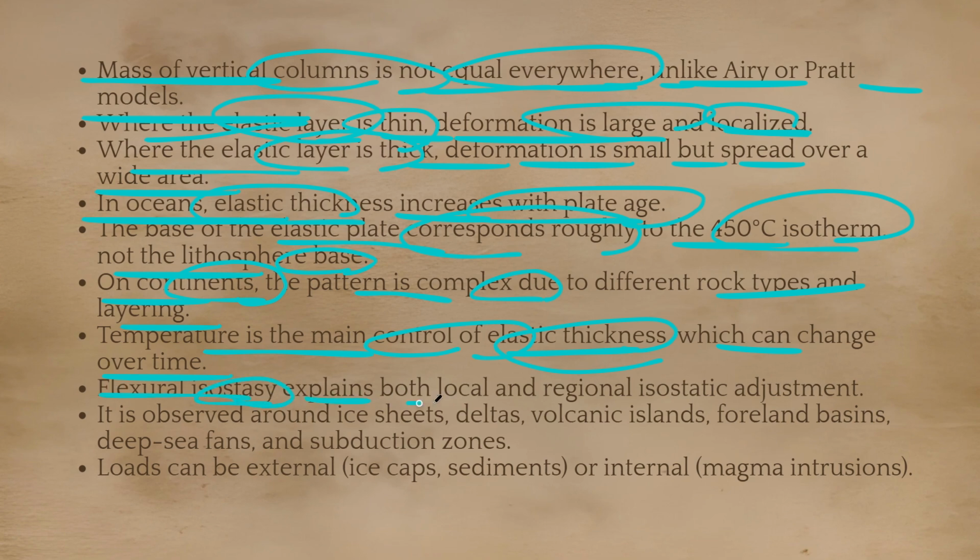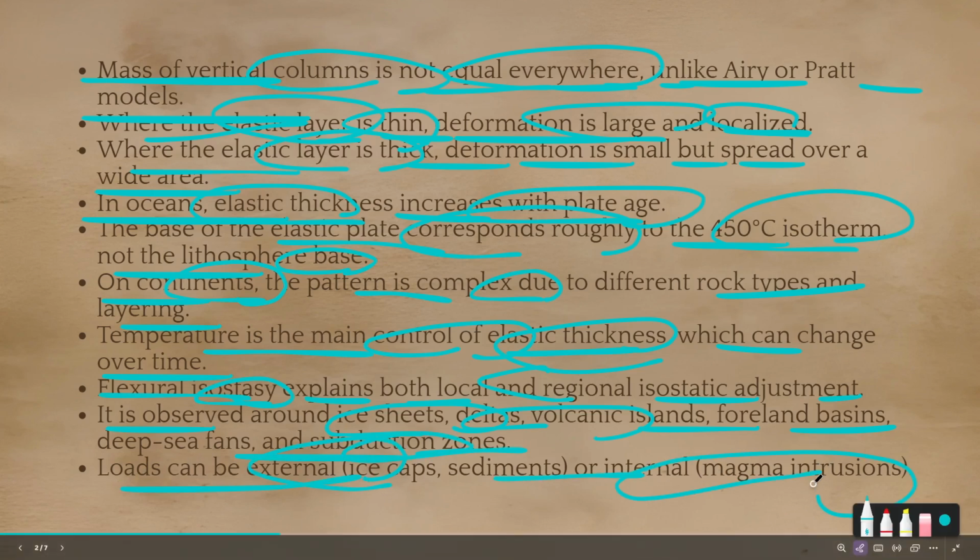Flexural isostasy explains both local and regional isostatic adjustment. It is observed around ice sheets, deltas, and these loads can be external and internal.